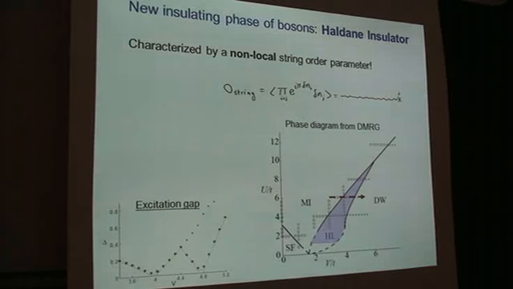And the density wave phase, you can see that it's a density wave. And the question is, what is this gapped phase in the middle? It looks like two quantum phase transitions and the gapped phase in the middle.